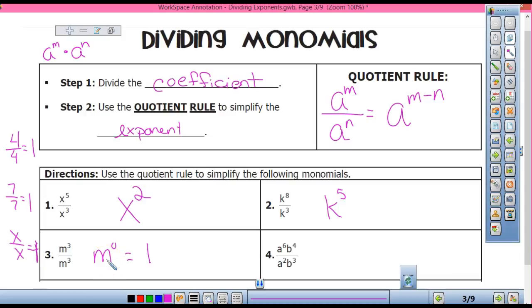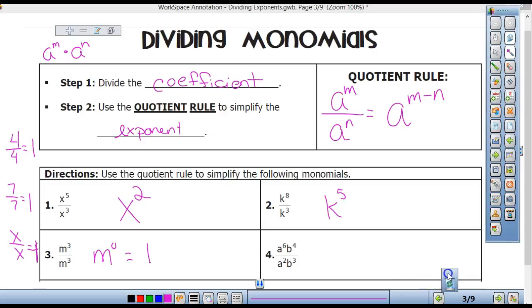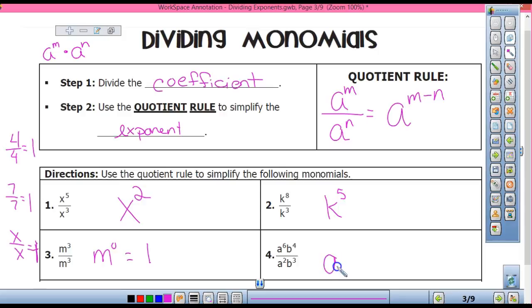All right, so now I've got 2 variables. I've got a and b. So we're just going to do them separately. A to the 4th and b. Do I write b to the 1st? No, I just leave it as b.